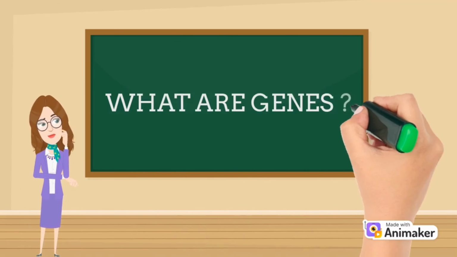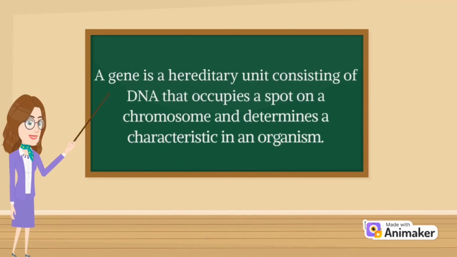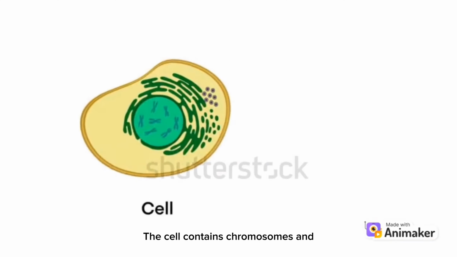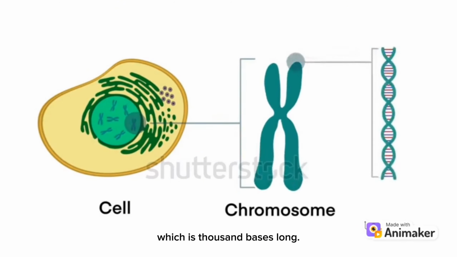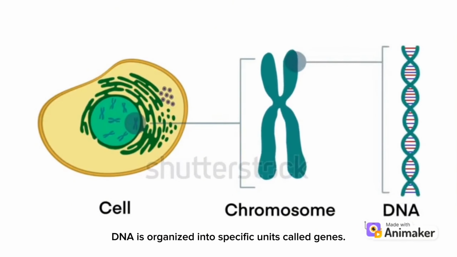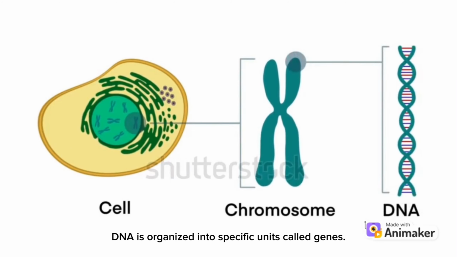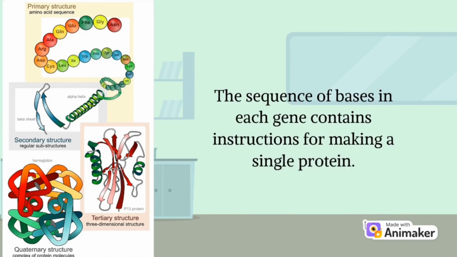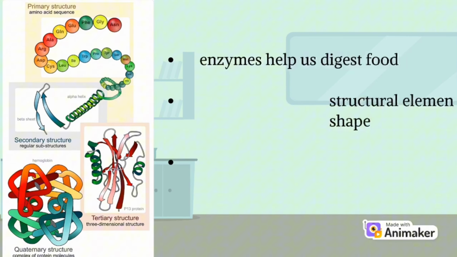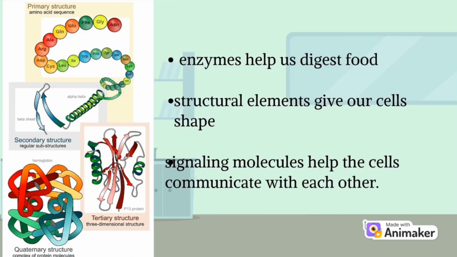What are genes? A gene is a hereditary unit consisting of DNA that occupies a spot on a chromosome and determines a characteristic in an organism. The cell contains chromosomes, and each chromosome contains thousands of genes, which is 1,000 bases long. DNA is organized into specific units called genes. The sequence of bases in each gene contains instructions for making a single protein. Each protein serves a particular function in the body.